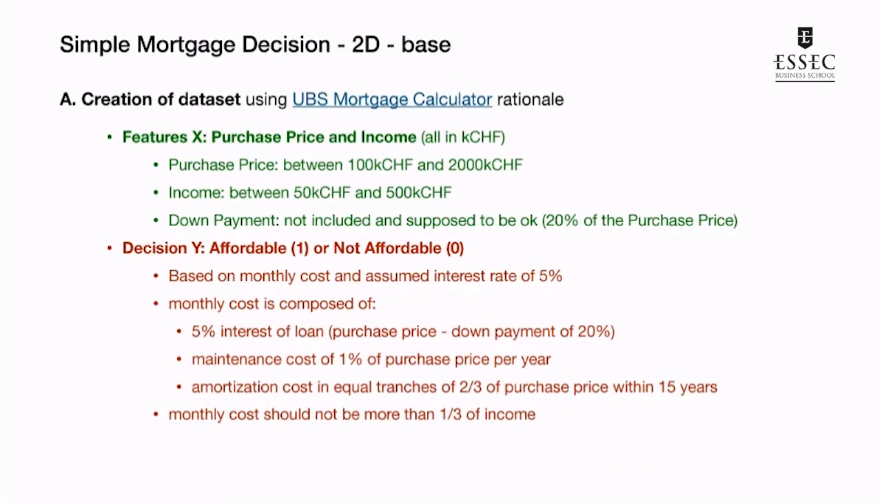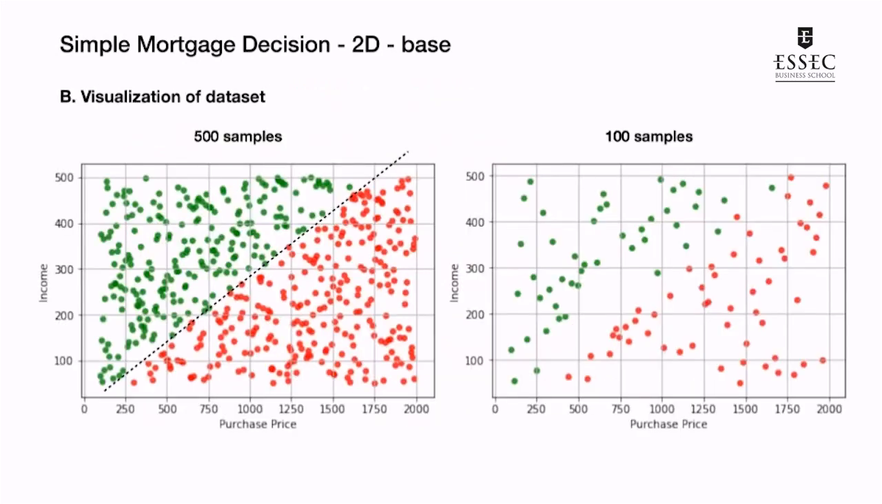So I created the data set using the mortgage calculator. The decision that we'll try to find is based on the UBS rule in this calculator to decide whether somebody is getting the mortgage or not, which is that the monthly cost should not be more than 1/3 of the income. So that's the rule. If the monthly cost of your mortgage is more than 1/3 of your income, they say no. And what is the monthly cost? Without going into too many details, it's based on the interest of the loan, on the maintenance cost of the house, and some amortization cost. So it's not necessary to be too detailed here.